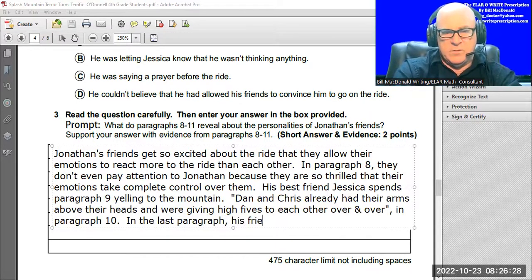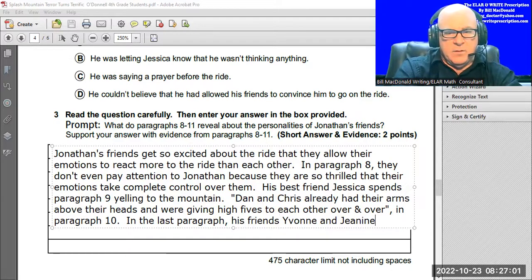his friends Ivan and Janine, telling the reader about their personalities. How do they show their excitement? You can say something like, Jonathan's friends are very excited about the ride, and they show their emotions in different ways. That would be another way to put that.